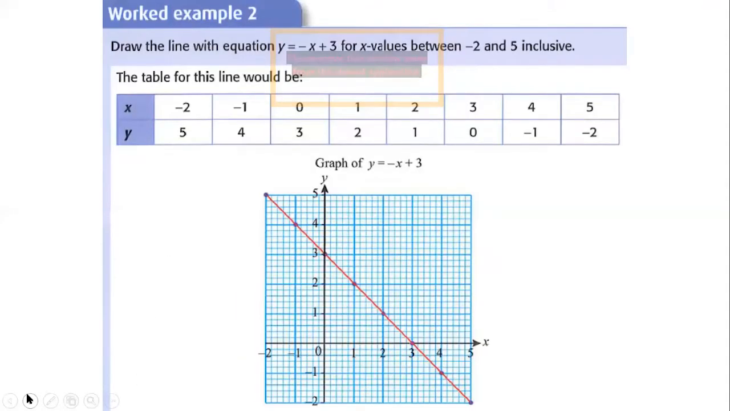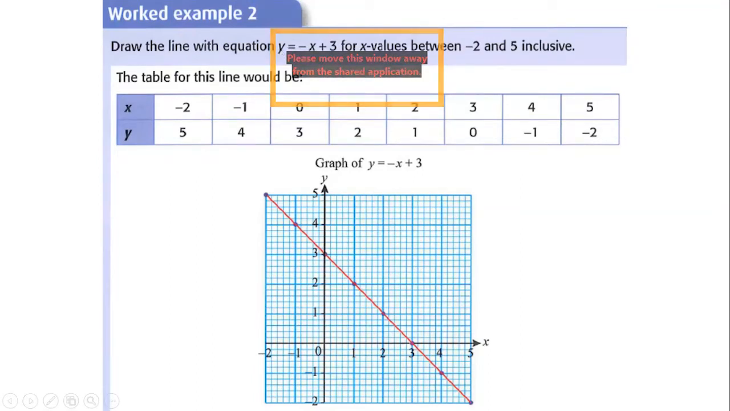In the following example, the equation changes. It is y equals minus x plus 3. You should draw the line for values of x between minus 2 and 5. So again, let us write all the integer values of x from minus 2 up to 5. How many of them? 8 of them, isn't it? For each value of x, you will substitute it instead of x and find the corresponding value of y.